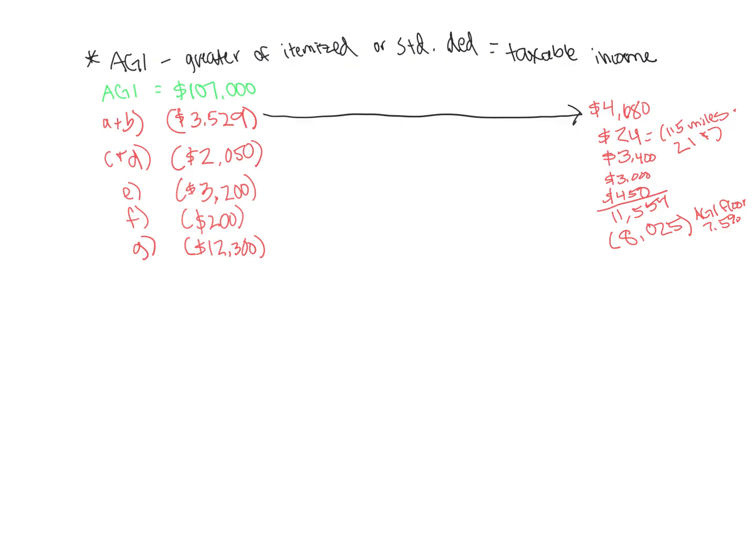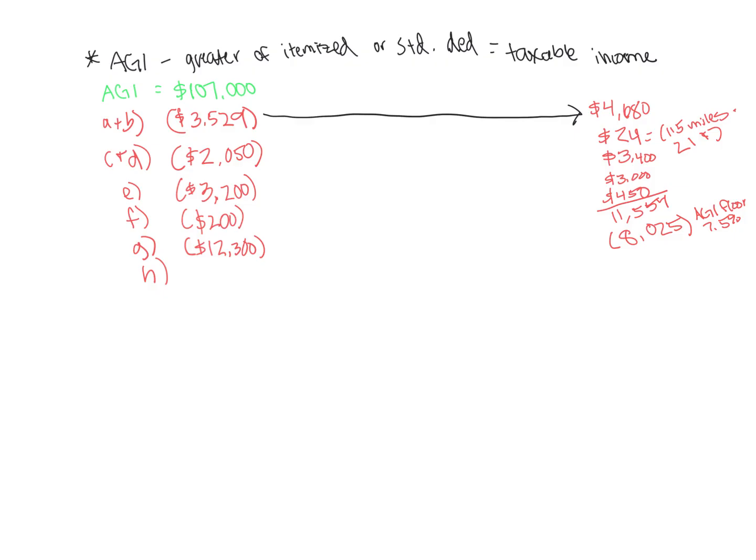For letter H, and this one is going to be a lengthy one. So letter H says, Shauna made several charitable contributions throughout the year. She contributed stock in ZYX Corporation to the Red Cross. On the date of the contribution, the fair market value of the donated shares was $1,000, and her basis in the shares was $400. Shauna originally bought the ZYX Corporation stock in 2009.